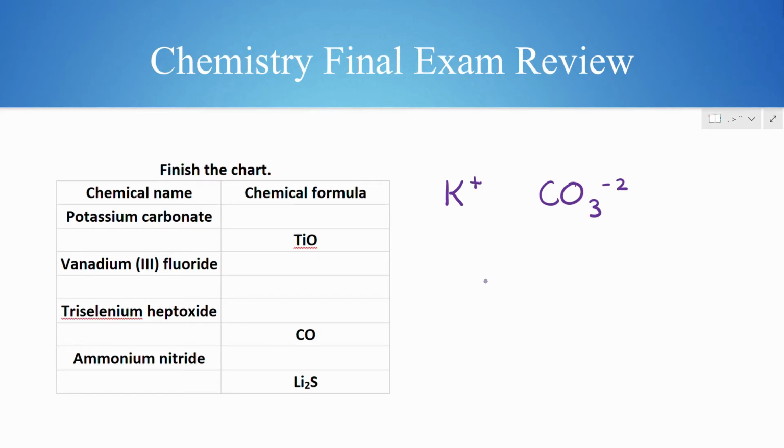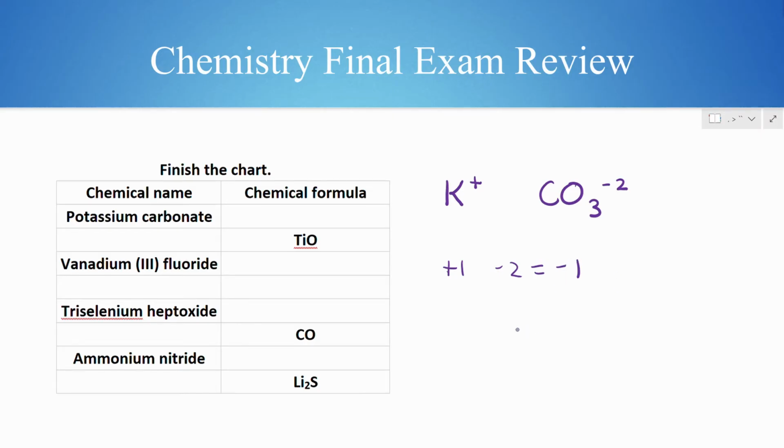Potassium has a positive 1 ionic charge, and because this is an ionic compound, we need to make sure that potassium carbonate's formula is neutral. We need to find out how many potassiums and how many carbonates need to be combined so that the formula is neutral. Right now, if we add 1 potassium and we add 1 carbonate, we have a plus 1 minus 2 charge, which is a negative 1 charge, which is not 0.